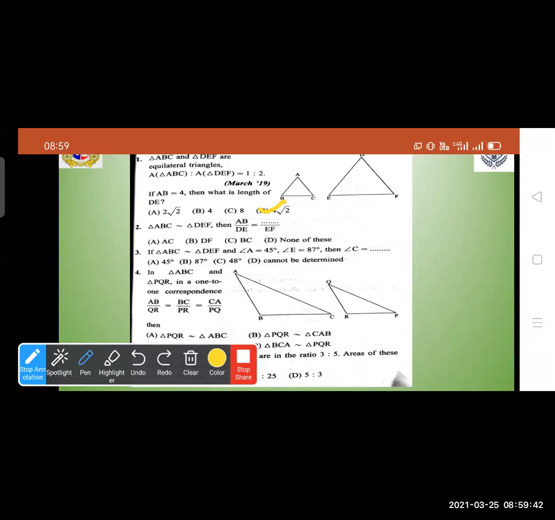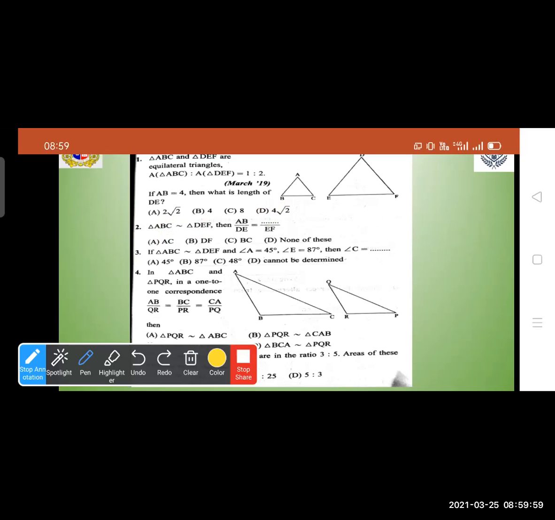Second question: triangle ABC is similar to triangle DEF. The ratio is given, AB by DE is equal to BC by EF. So here we write BC by EF. Simple question.